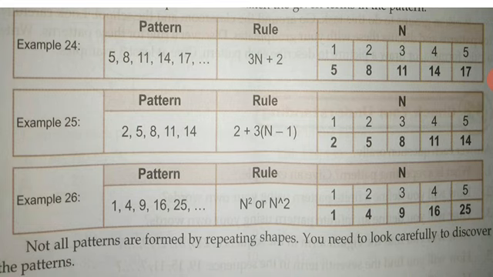The same with this one, 1, 4, 9, 16, 25. Just square the first term, or n squared. So if the first term 1 is squared, 2 squared is 4, 3 squared is 9, 4 squared is 16, 5 squared is 25. So that's how we use a formula in getting the next term of the given pattern or sequence.